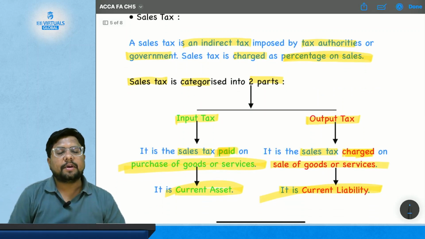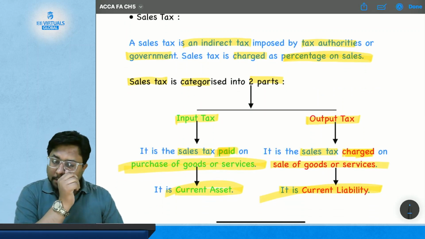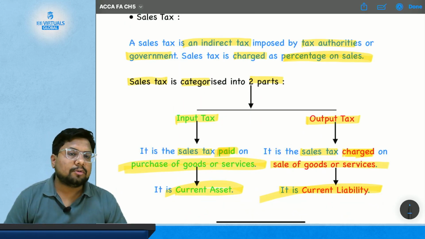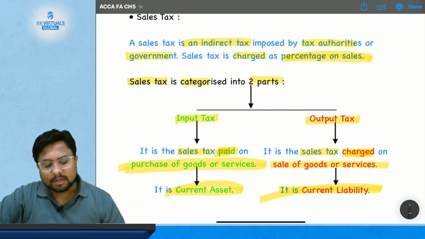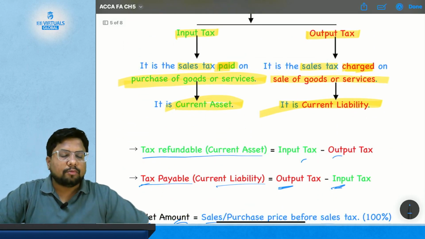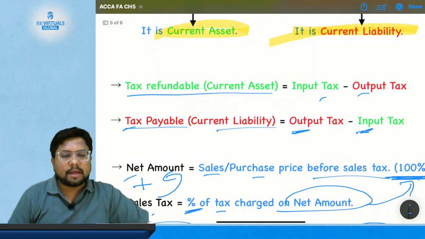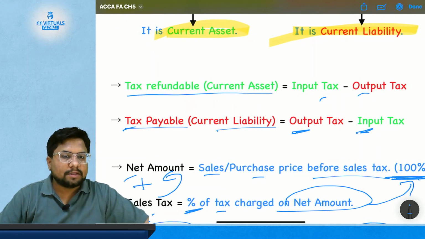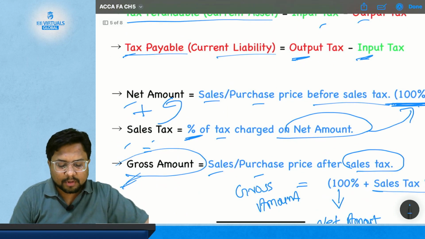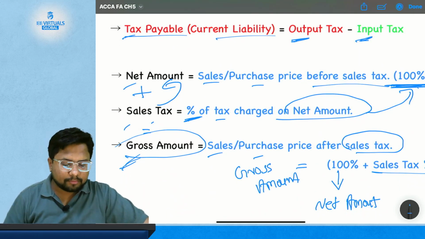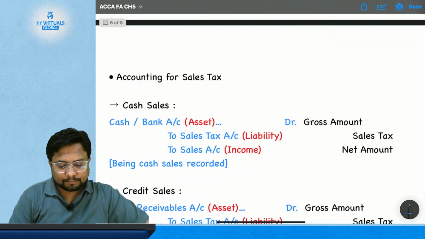Sale tax is divided into two parts: input and output tax. Whenever you purchase goods or services, it is your input tax. Whenever you sell goods or services, it is your output tax. Input tax is the current asset, output tax is the current liability. The difference between both is either your tax payable or tax refundable from the government. The three elements are net amount, sale tax, and gross amount.